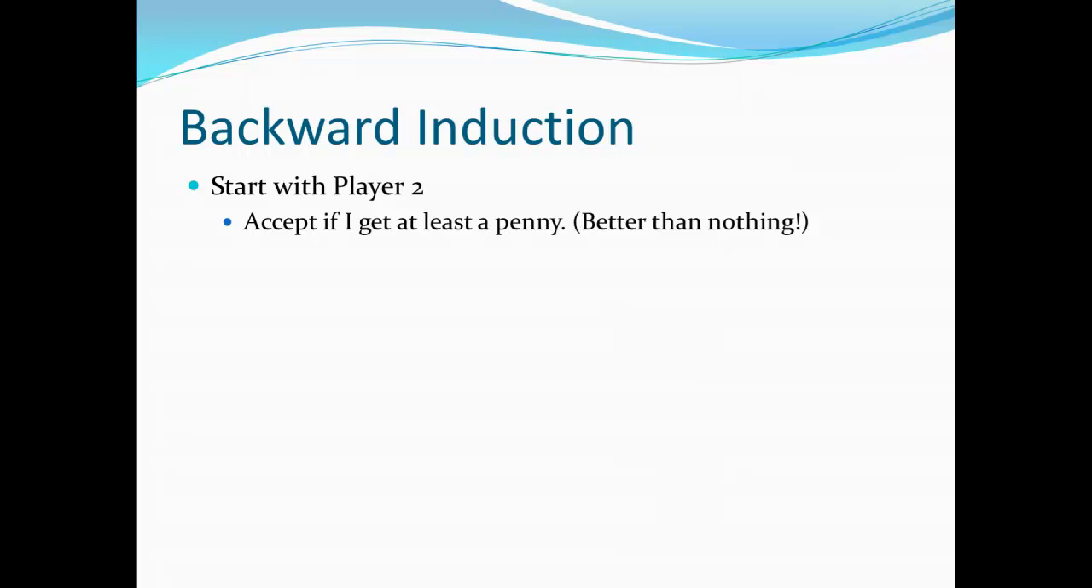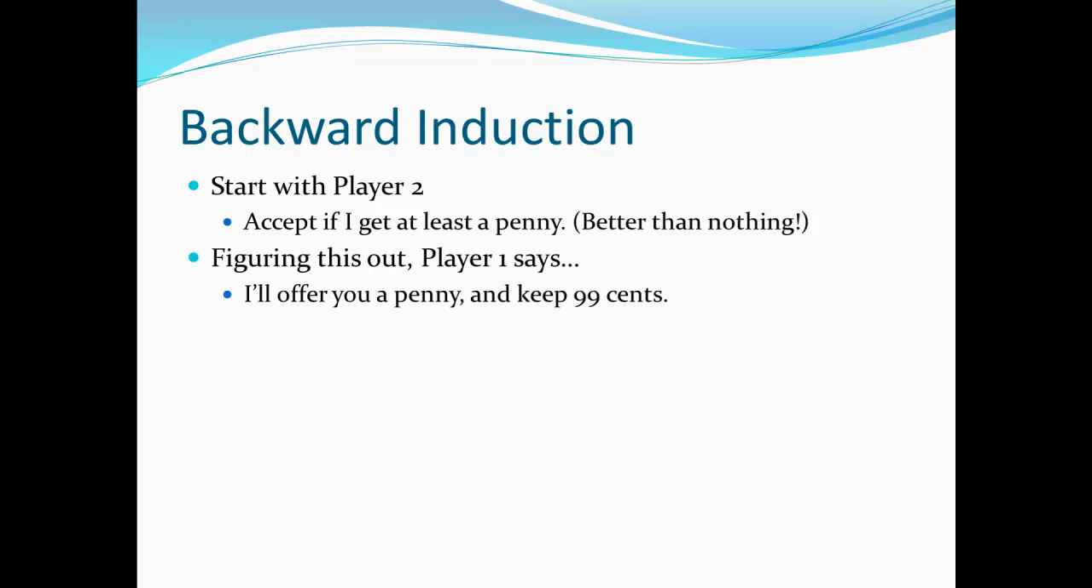Okay, so player 2 is going to accept as long as they get at least a penny. Then player 1, as they're thinking about this game, is going to say, well, I know player 2 will accept as long as they get at least a penny, because a penny is better than nothing. So I'm going to offer them a penny and keep 99 cents for myself. Once again, player 1 just cares about how much money they get to keep for themselves. They don't care about fairness and the like. So player 1 says, here's a penny, I'll keep 99 cents, what do you think? And player 2 accepts. And that's the way that things get divided.